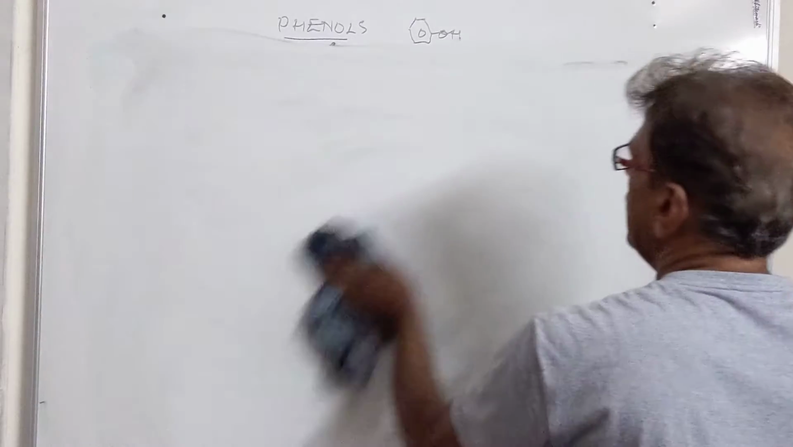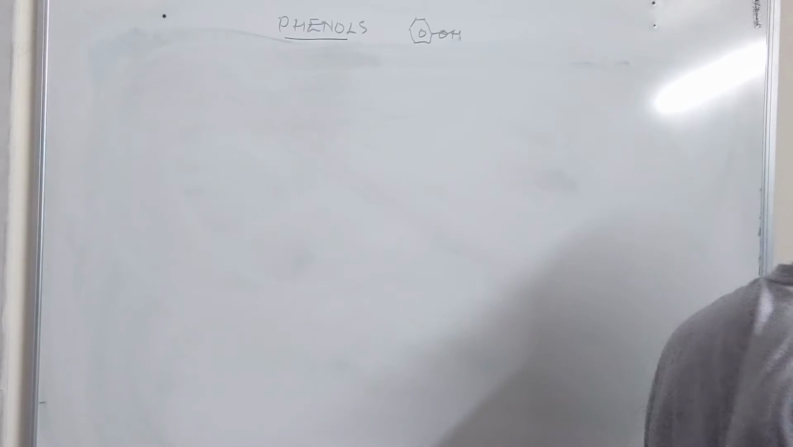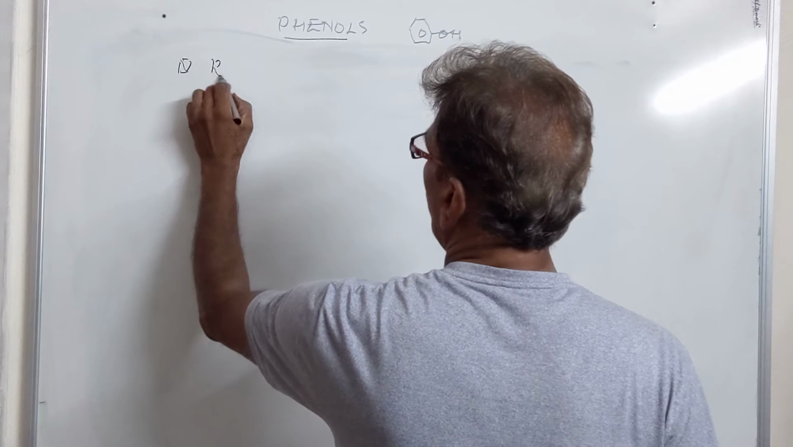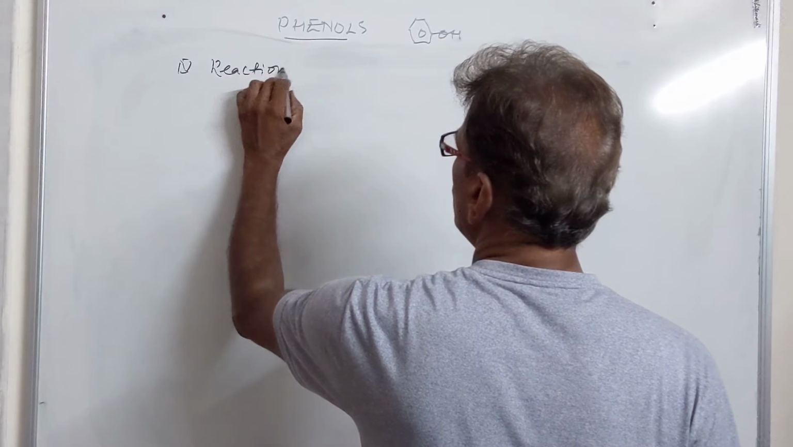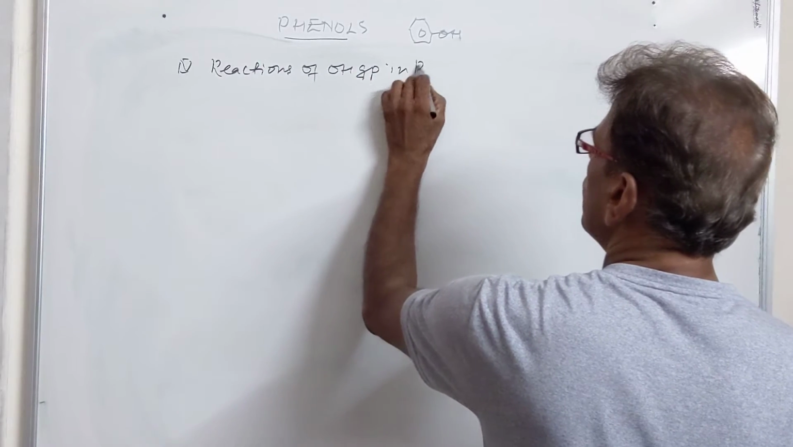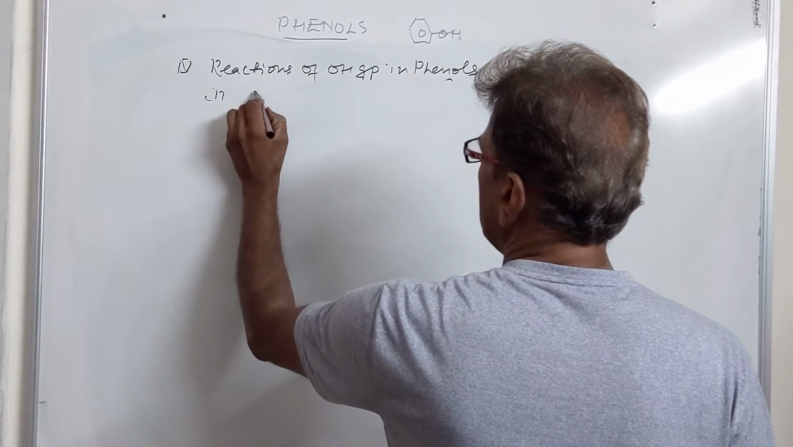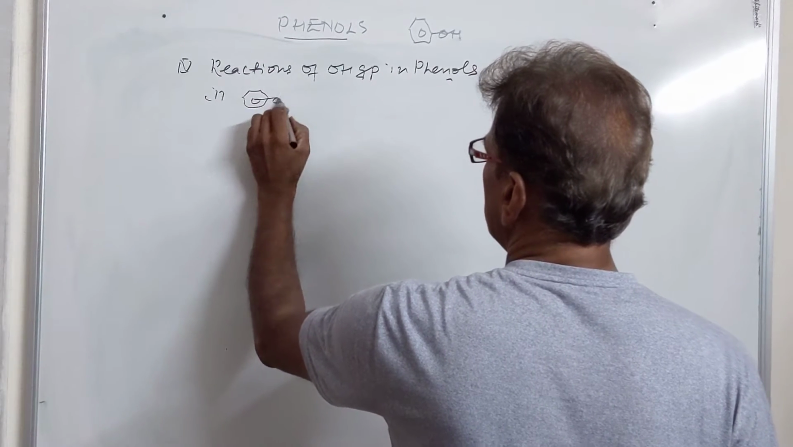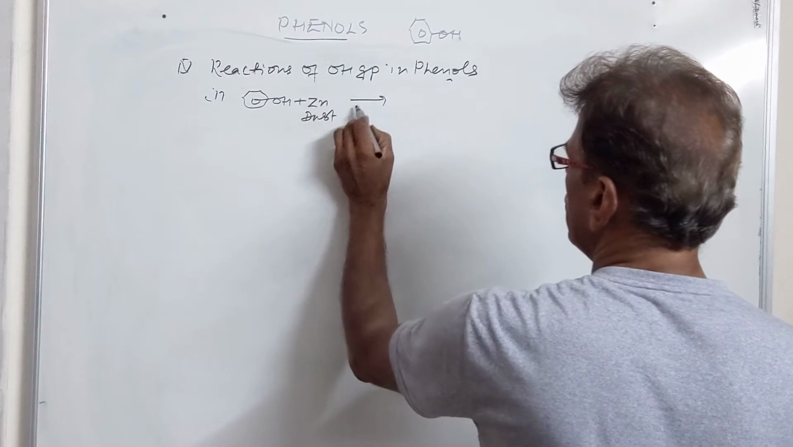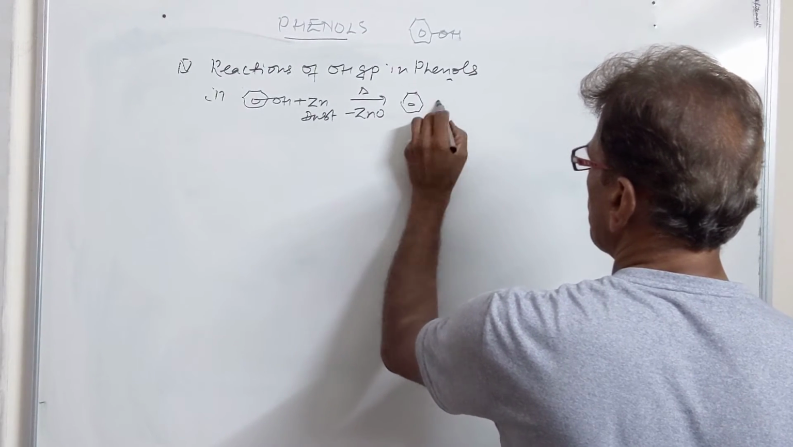So next heading is reactions of OH group in phenols. So first is the action of zinc dust. Phenol when heated with zinc dust is converted into benzene; it will lose ZnO, zinc oxide, and we get benzene.